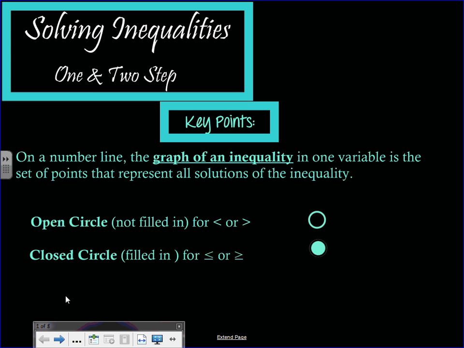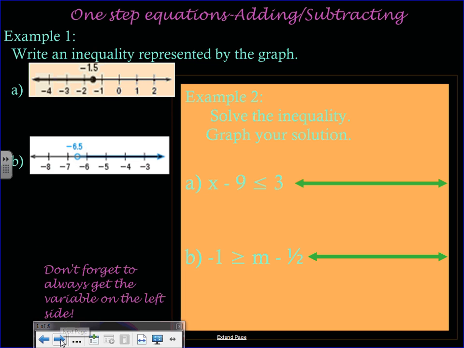So we're going to make an open circle, so in other words, like this one that's not filled in, if we have a less than or greater than sign, and then we're going to have a closed circle, also spoken as filled in, if we have less than or equal to or greater than or equal to. So go ahead and pause the video and write those items down.